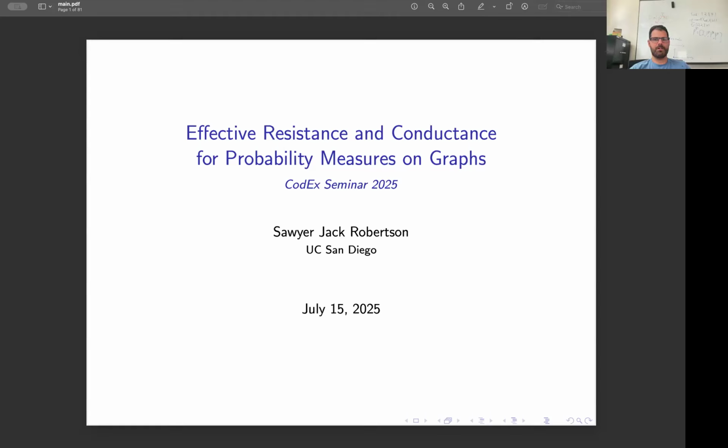Our talks this summer will feature graduate students and postdocs who were nominated to speak by their senior colleagues. Today, we have Sawyer Robertson, who is a graduate student at UC San Diego. We are happy to have him here today to tell us about effective resistance and conductance for probability measures on graphs. Take it away, Sawyer.